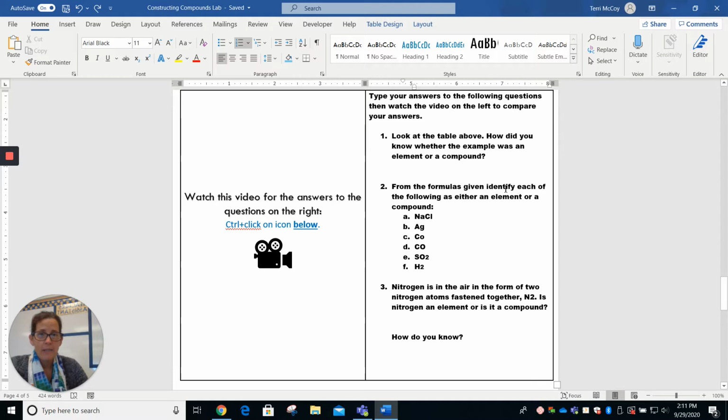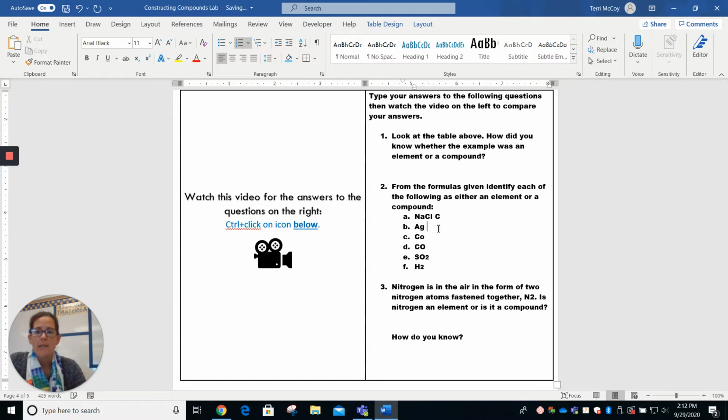From the formulas given, identify each of the following as either an element or a compound. So this NaCl, big N, little a, capital C, lowercase l. NaCl. Is that an element or a compound? Right off the bat, we just said it. We're going to look for those capital letters. So how many capital letters do you see right there? We've got a capital N and a capital C. So we automatically know that if there's more than one, we have a compound, right? So you can put C for compound right there.